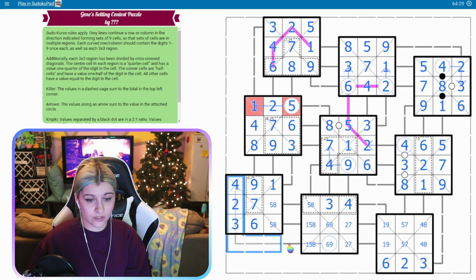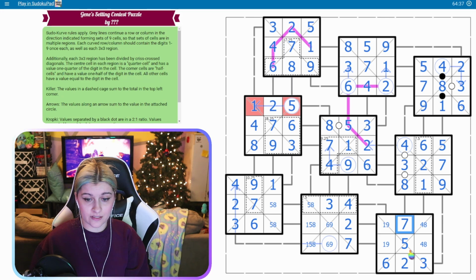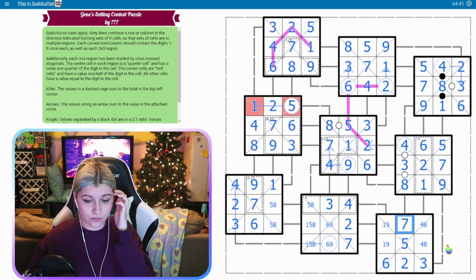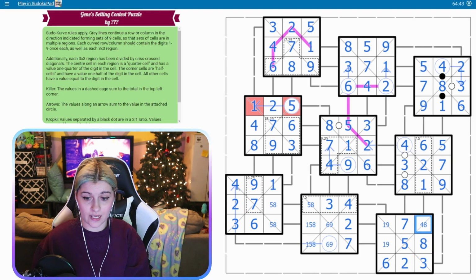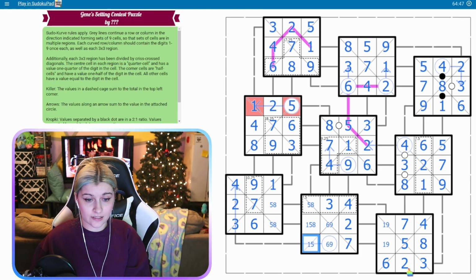Ooh, okay, 4, 2, 3. Let's clean those up first. This can't be a 2, so it's a 7. Meaning this is a 2. 7 means this is a 5 and this is a 7. 4, 2, 3. This can't be a 4 anymore, so it's an 8, and this is a 4. 8 means this can't be 8. So one of these is an 8.